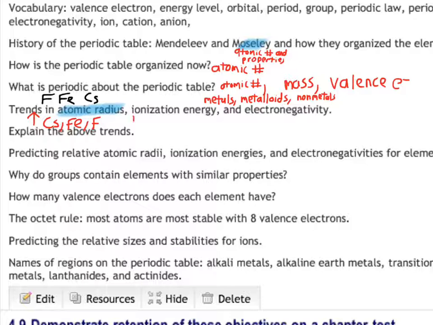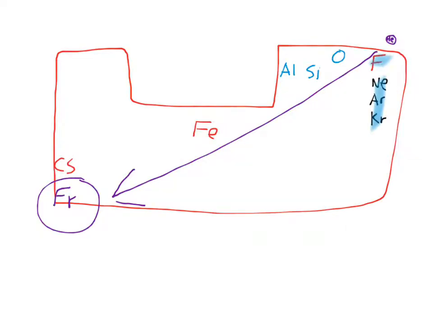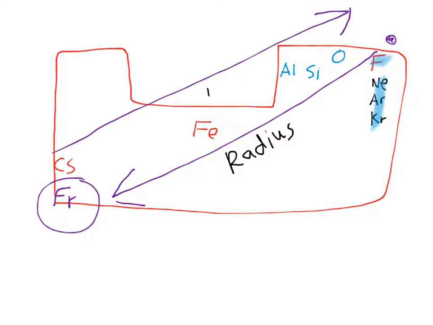Our next problem, put in order of decreasing ionization energy, neon, argon, and krypton. So let's take another look at our periodic table. Ionization energy gets bigger as we go up the periodic table because atoms get smaller. So the electrons are closer to the nucleus and more attracted and harder to remove.